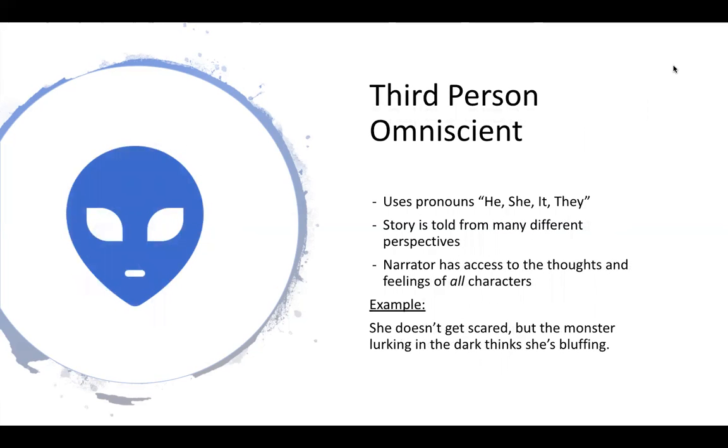Third person omniscient uses the same pronouns as third person limited: he, she, it, and they. However, the story is told from many different perspectives. In this case, the narrator has access to the thoughts and feelings of all the characters involved in the story. An example here is: she doesn't get scared, but the monster lurking in the dark thinks she's bluffing. So in this case, we have the thoughts and feelings of she, and also the monster, all characters in this short little story.